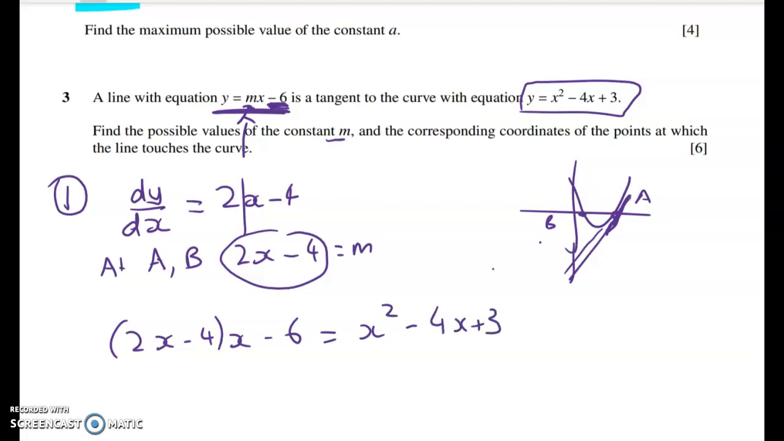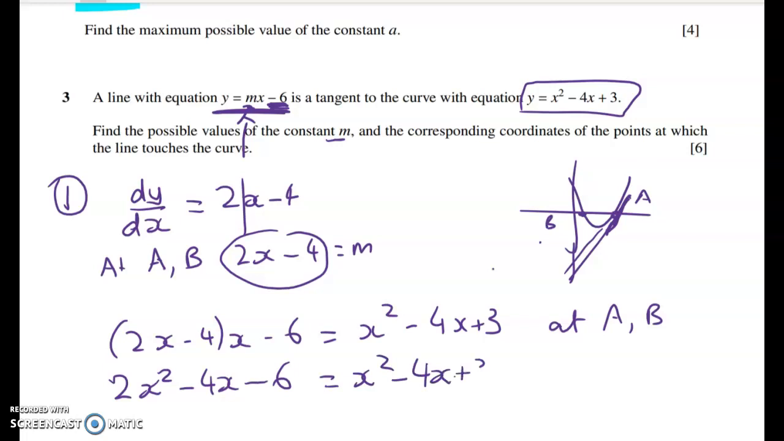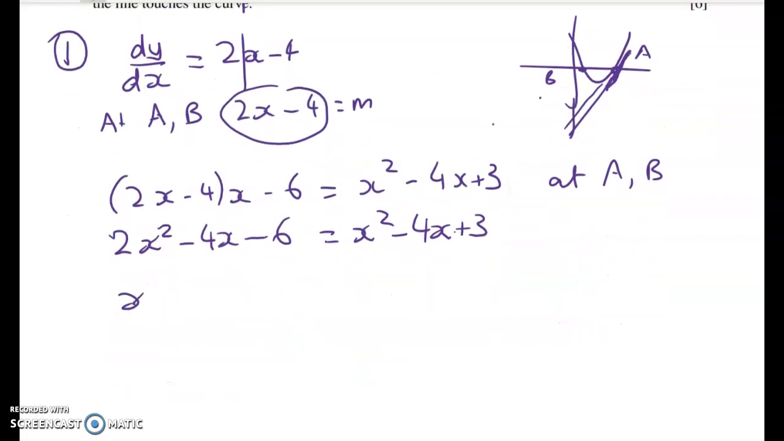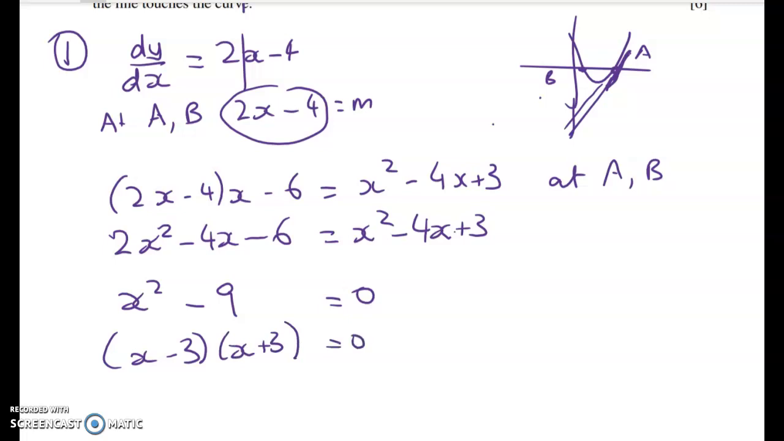Now that's only going to work at those 2 points, right? But it will work there. This is going to give me a nice quadratic to solve. So we get 2x squared minus 4x minus 6 is equal to x squared minus 4x plus 3. x squared minus 9 equals 0. x is going to be either 3 or -3.